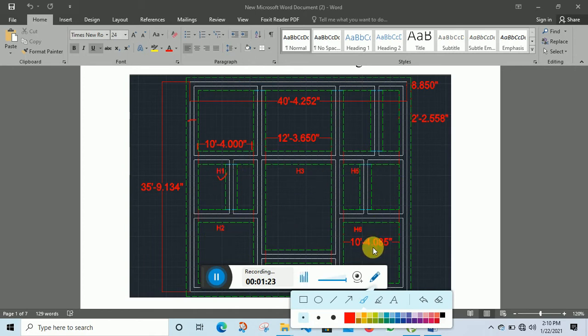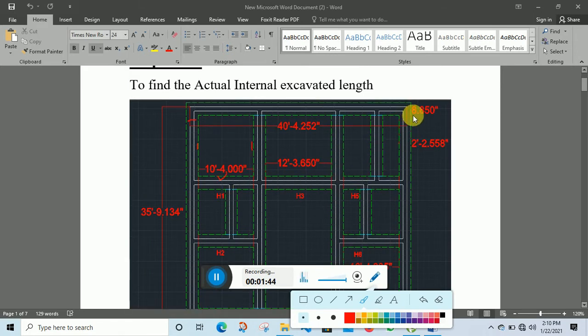Also h6 and h5 are the same. h1, 2, 5 and 6 have the same dimensions. h3 has a different dimension, 12 feet and 3.650 inches. The thickness of the block is 8.850 inches, and the width of the excavation is 2 feet and 2.558 inches.